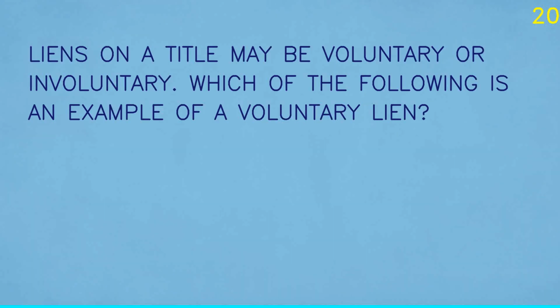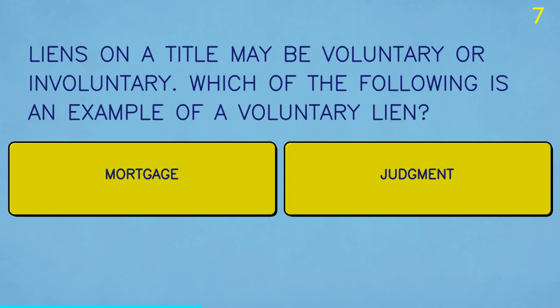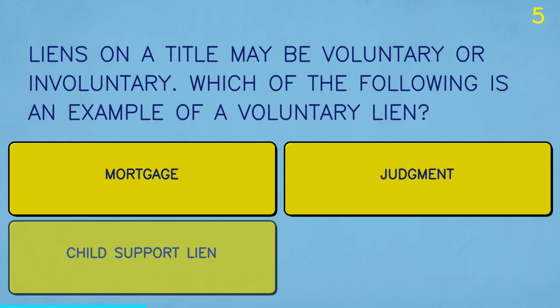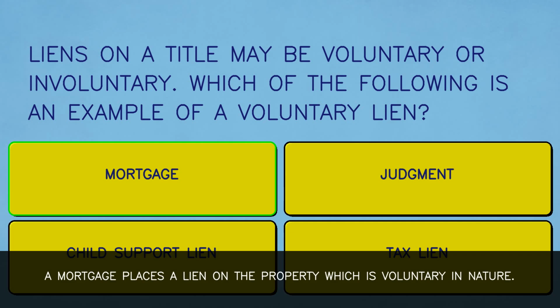the court. Question 3. Liens on a title may be voluntary or involuntary. Which of the following is an example of a voluntary lien? A. Mortgage, B. Judgment, C. Child support lien, D. Tax lien. The correct answer is mortgage. A mortgage places a lien on the property which is voluntary in nature.